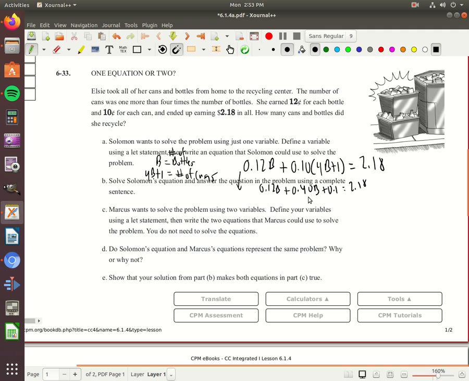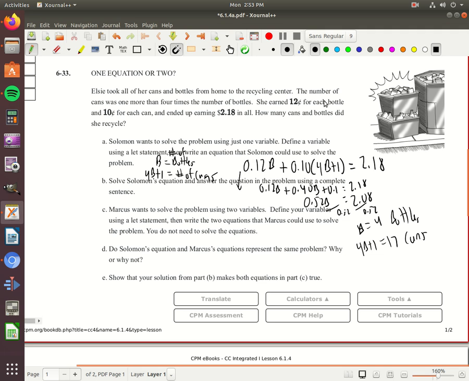We'll combine like terms and get 0.52B. At the same time, I'll subtract 0.1 and get 2.08. We'll divide by 0.52, and B is going to equal 4. So that means there's 4 bottles, which must mean that 4 times 4 is 16 plus 1. There's 17 cans.